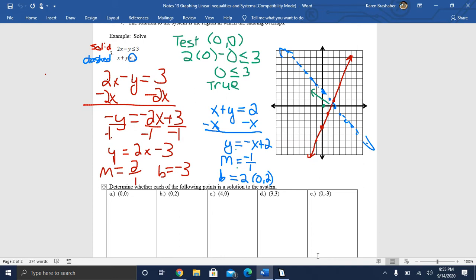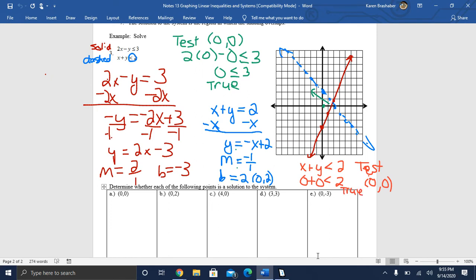Now, we'll need to also do a test point for this equation. I'll use a different color. So I'm going to use orange for that. And it's x plus y is less than 2. So if we test, so we're going to test 0, 0. 0 for the x and 0 for the y. And that will give us 0 is less than 2. That also gives us a true statement.